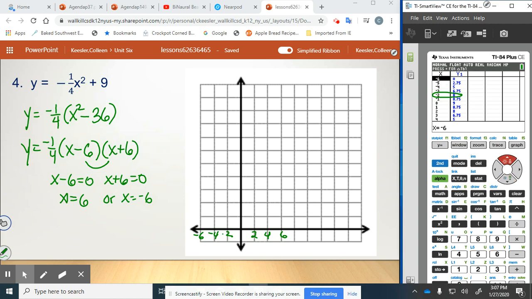Starting with -6, we have 0, 0. Then -5, I'm going to skip. I'm going to go to -4, that's at 5. Then -2 is at 8. Then 0 is at 9. Then 2 is at 8 again. 4 is at 5 again. And 6 is at 0 again. So there's my parabola.